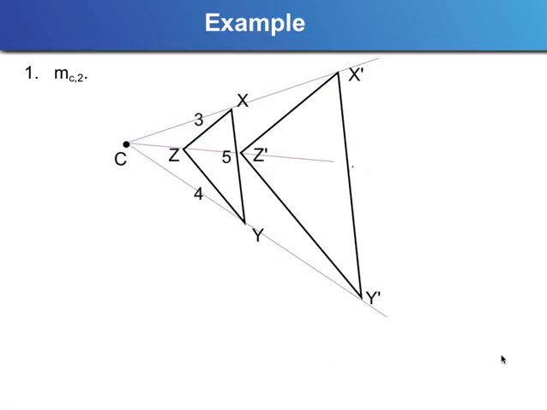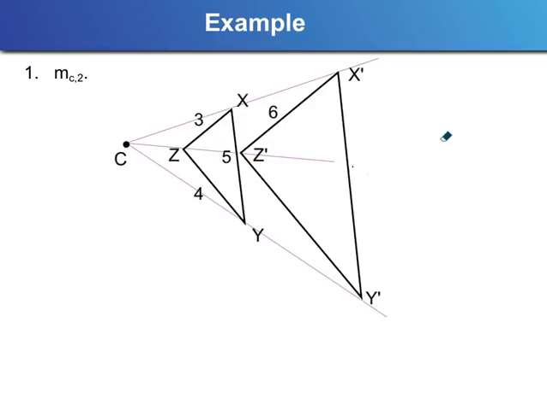Here is an example of a magnification with scale factor 2. It causes our triangles to have a proportional relationship. So if you remember us talking, if I compare side XZ to X prime Z prime, it is based upon the scale factor. So the length of X prime Z prime would be 6. Find the lengths of the other two sides.